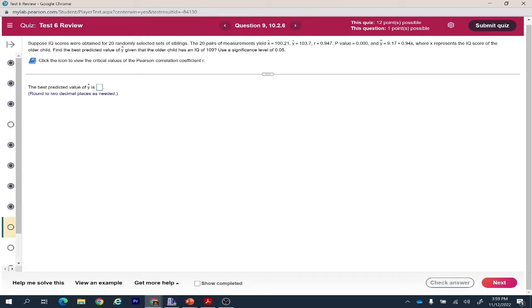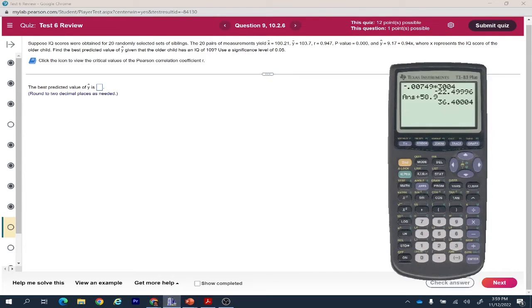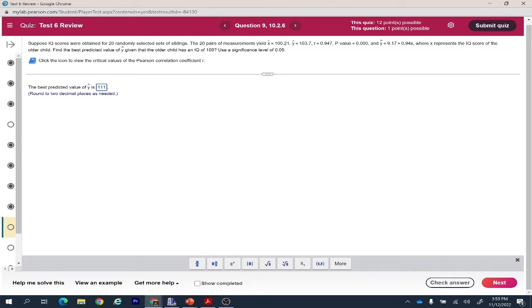As you can see here, you can use a calculator. It's a very simple calculation. Just plug in the value of X, which is 109. 109 times 0.94 plus 9.17. By using this straight line equation, we can predict the best predicted value for Y cap is 111.63. That's our answer.